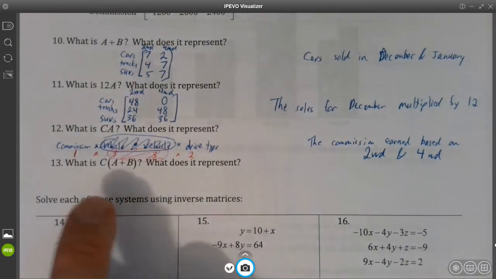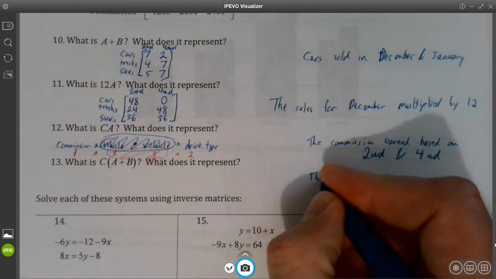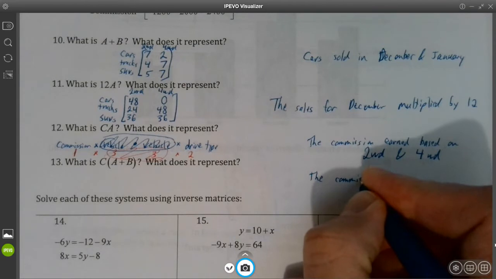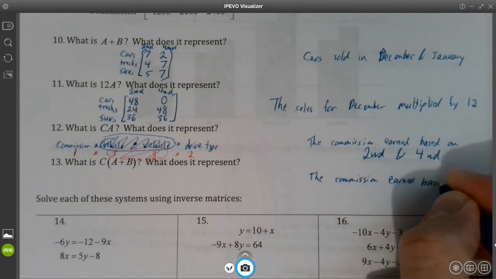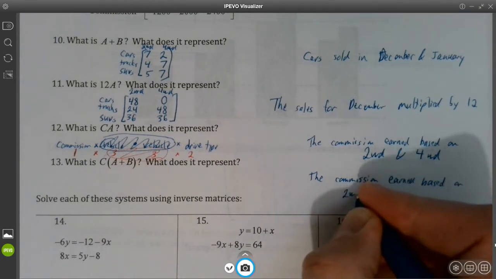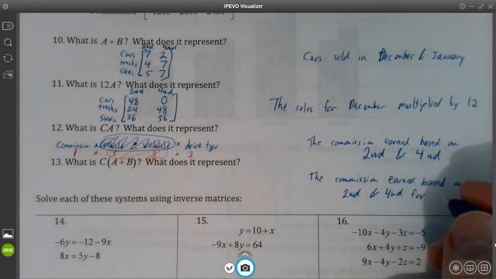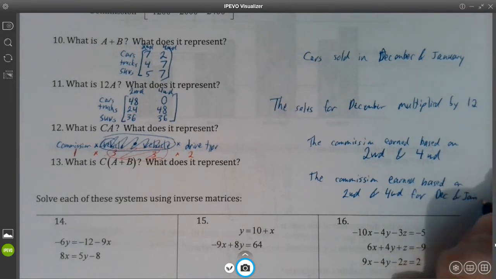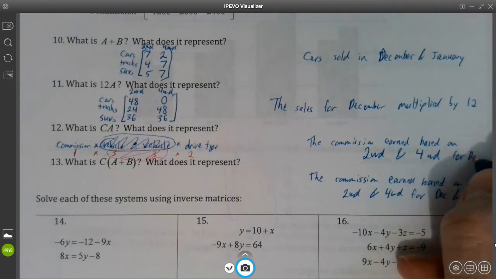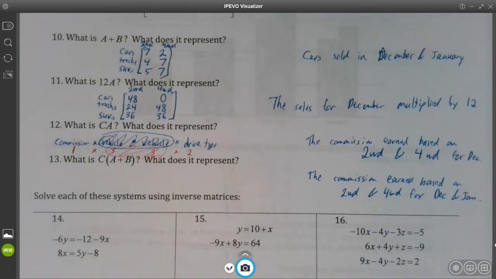But for the next one, what is C times A plus B together? This is going to be the same idea. This is the commission earned based on two-wheel drive and four-wheel drive for December and January. And this one was just for December. So what we're going to do is type these into desmos.com/matrix. It's going to be super easy. Then we'll get to some of these down here, and they're a little bit different.